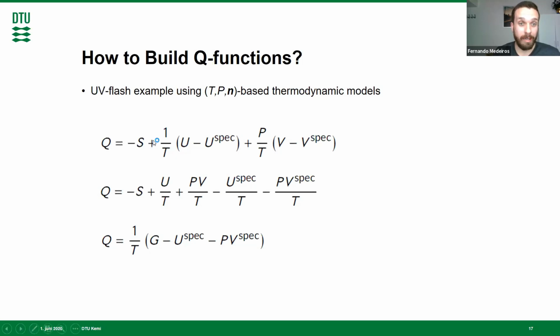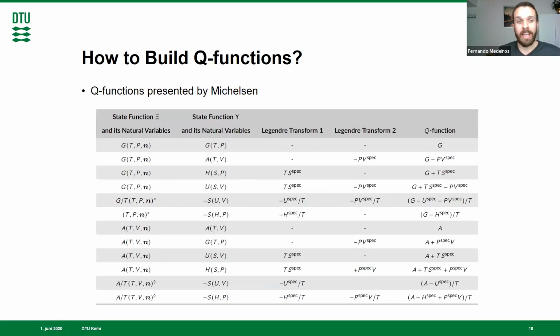And here we can perform this manipulation. By just multiplying 1 over T with U and so on, we can get Gibbs energy, which is actually the energy for which the model was derived. So the model is TPN based, a Gibbs energy based model. And then we have Gibbs energy and this relationship here in order to have Q, the Q function to minimize. And those are the set of Q functions that Michelsen proposed in 1999.